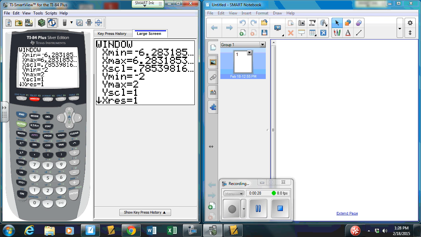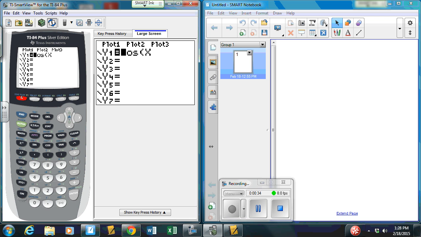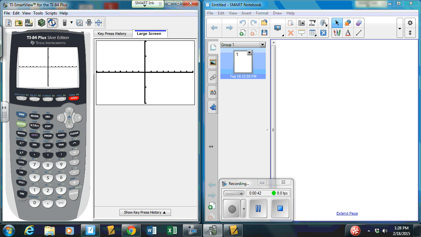Any questions? Then go to your y equals. And you're going to put in sine of x, and you're going to hit graph. Mine's not the same, so I'm going to go back to window real quick.